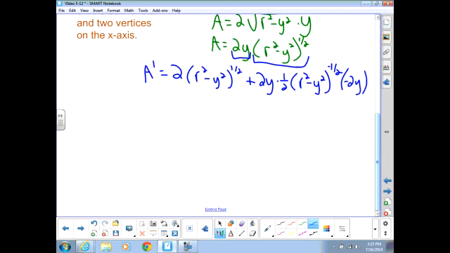And we'll try to neaten this up some. A prime is going to end up being 0. This will give us 2 square root of r squared minus y squared. We're going to have a 2y times a half, which will give us y, times a negative 2y, which will give us negative 2y squared. So we'll have minus, and then we'll do 2y squared, and then we'll put the square root on the bottom.